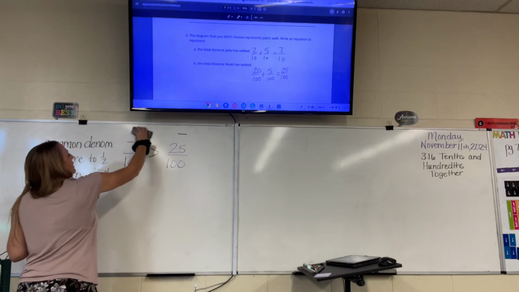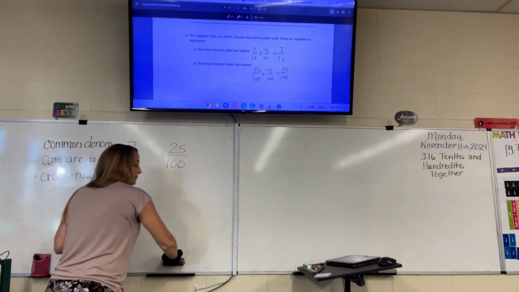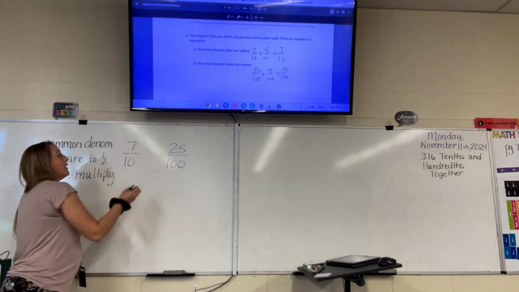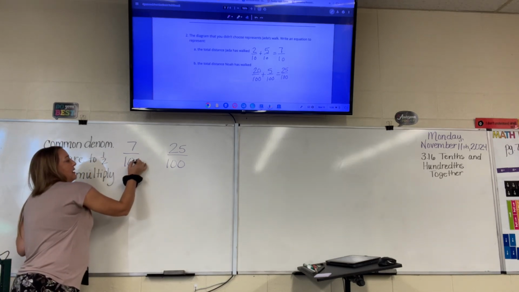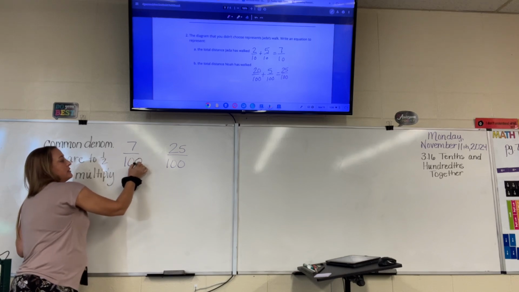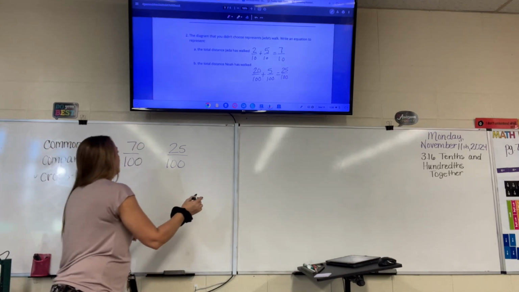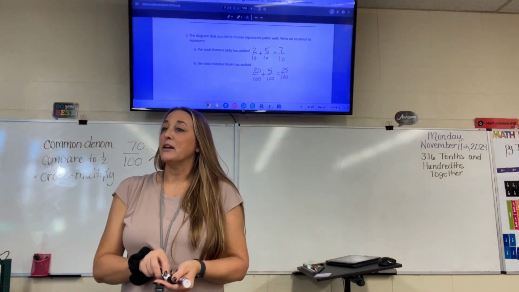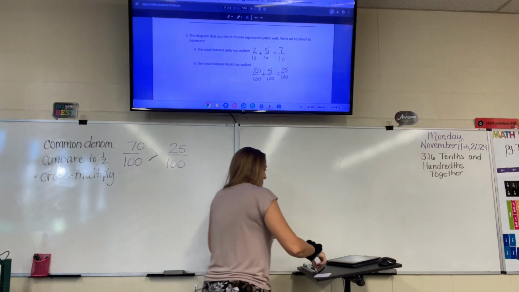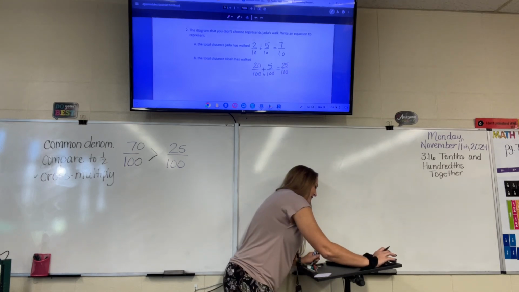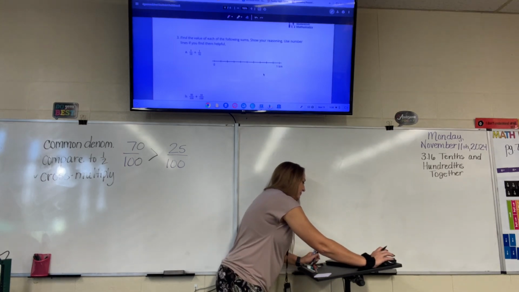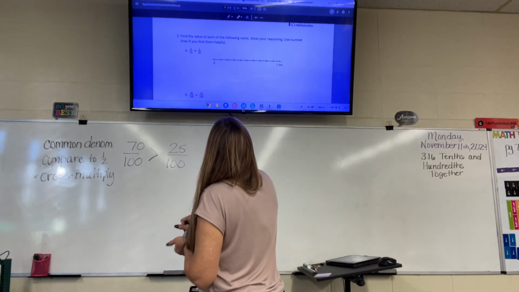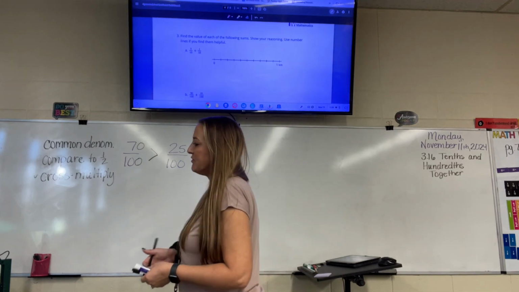Or the other way, which is what you're going to do today, is common denominator. We've got a 10 and a 100. The easiest way is to add a 0 to the bottom, and if you do it to the bottom, you do it to the top. All right, and then we can see that 70 100th size pieces is bigger than 25 100th size pieces. All right, last page we're doing, and then you do your assignment. Find the value of each of the following sums. Show your reasoning. Use number lines if they're helpful.